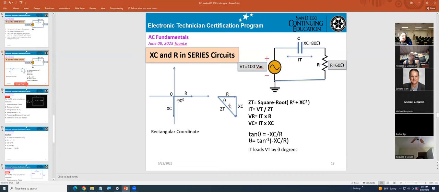Now we want to calculate the angle here, okay? So the tangent of the angle equals minus XC divided by R. That means theta equals tangent inverse of minus XC divided by R. IT leads VT by that phase angle in degrees.